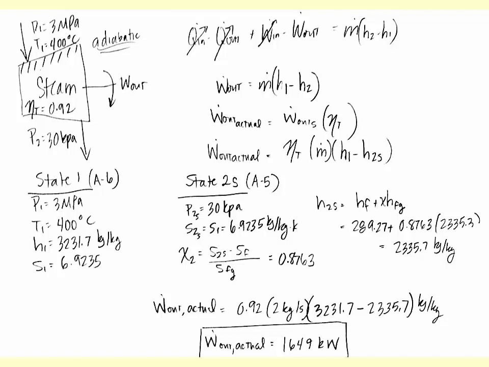So then we can calculate our enthalpy at the second state, assuming it's isentropic. We find that it's equal to H sub F plus X times H sub FG, which is 289.27 plus 0.8763 times 2335.3 kilojoules per kilogram. So we get 2335.7 kilojoules per kilogram is the enthalpy at state 2 if we're assuming our system is isentropic.